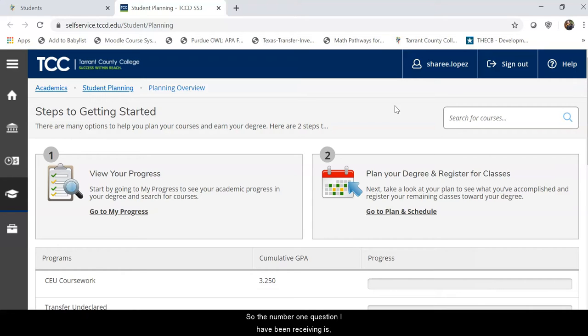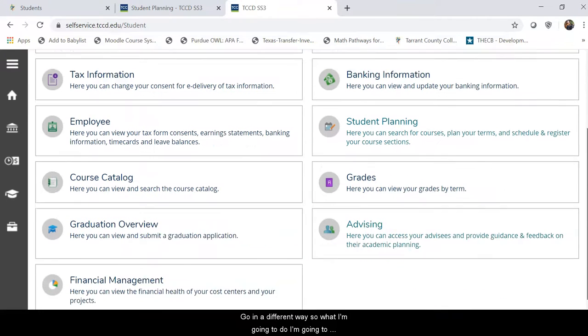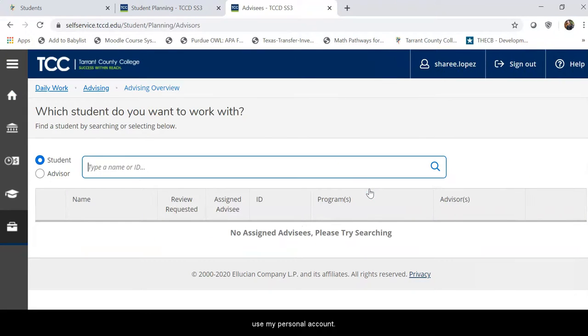So the number one question I have been receiving is, Miss, I don't know how many classes I still need to graduate. Or, Miss, I want to apply to one of the allied healthcare programs. How do I know what classes I need for that actual program? That's going to be under View, Go to My Progress, because you can view multiple programs without actually changing the one that you're on. When you're ready to actually sign up and register for classes, that's what's going to be on the right side. So in my case, since I'm not currently enrolled, I have to go in a different way. So what I'm going to do is use my personal account, and I'm going to show you where you go.